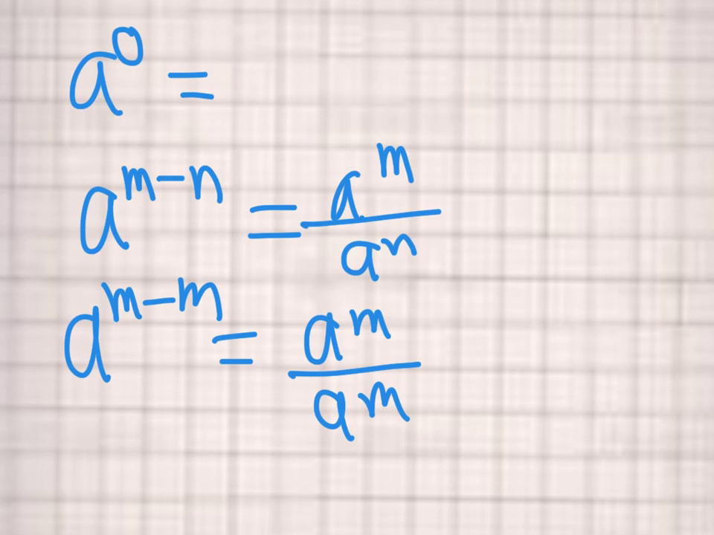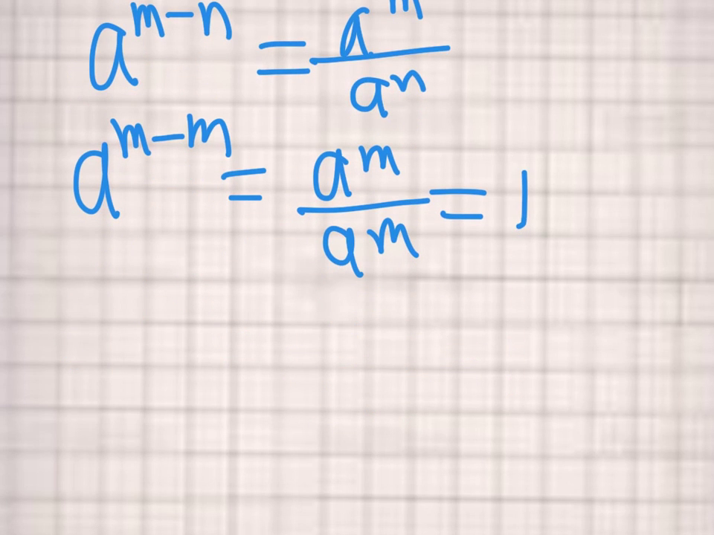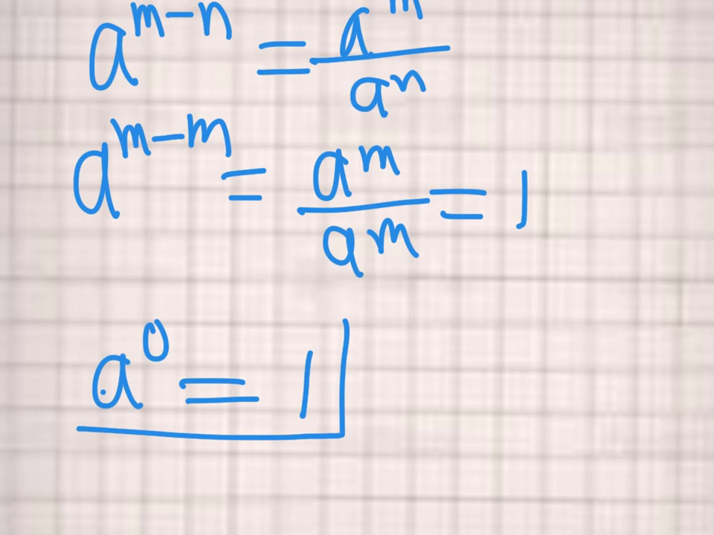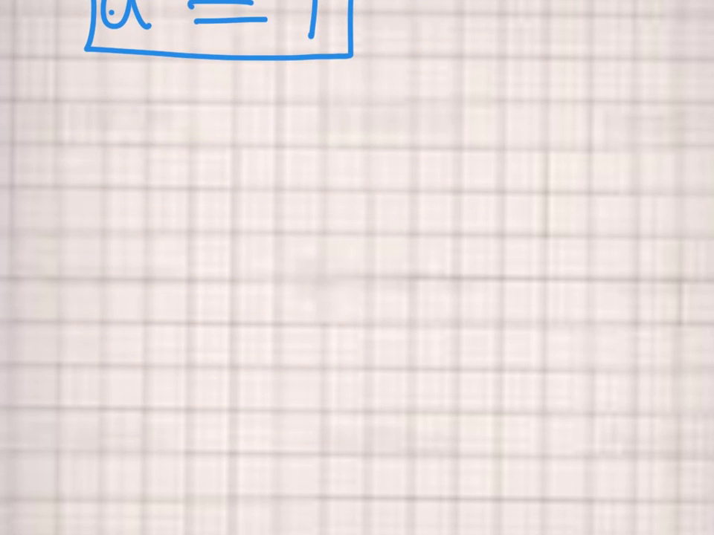Now, because anything divided by itself equals 1, I can conclude that a to the power 0, because m minus m equals 0, equals 1. Done. Okay? And then the last law that we're going to consider today is the following.